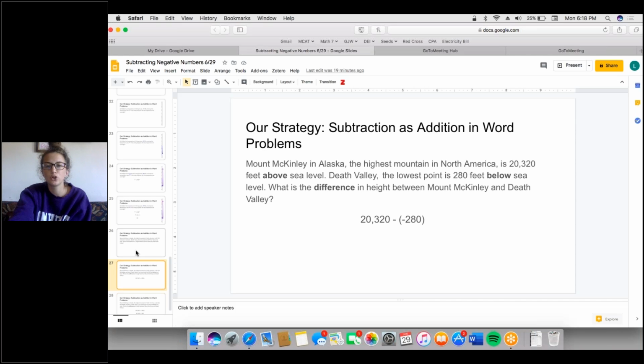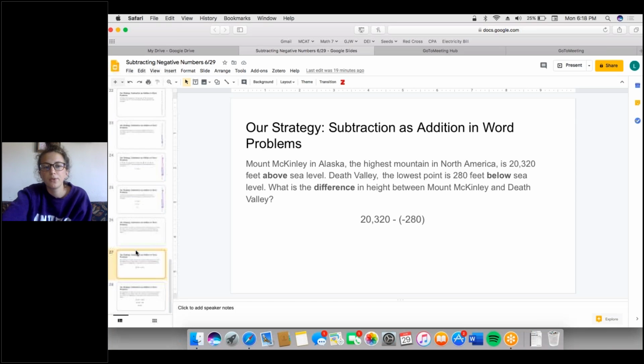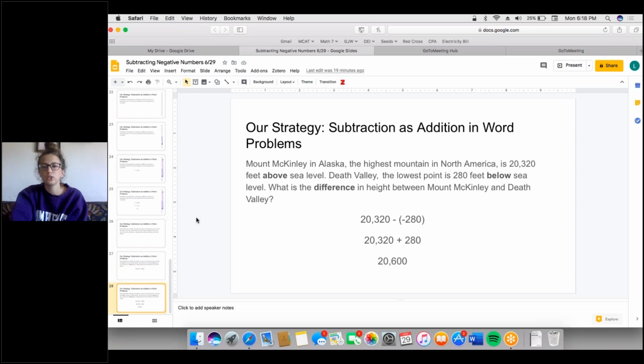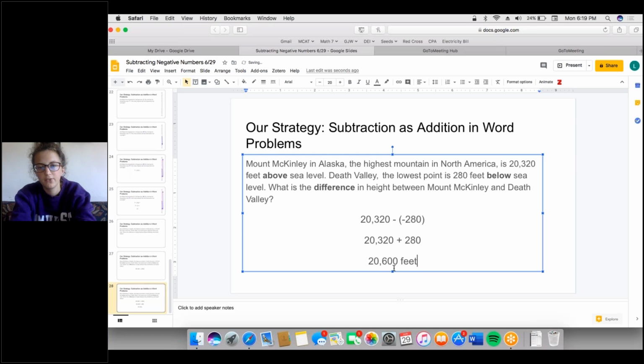I turned those 3 different confusing sentences into a simple subtraction problem with bigger numbers, but one that I can still solve by using keep, change. It's a subtraction problem, so I'm going to turn it into addition by keeping the first number the same, by changing subtraction to addition, and by changing the second number that was negative into a positive number. Then I see that that subtraction problem is really just an addition problem. I can add 20,320 with 280, and I get 20,600, and I should really say that's 20,600 feet because we were talking about feet.